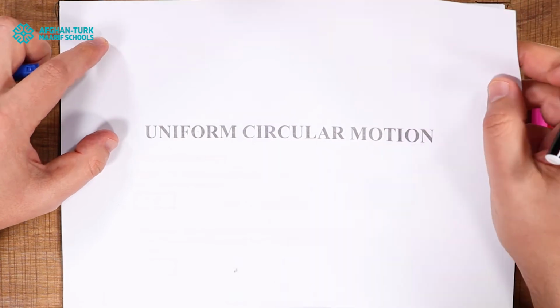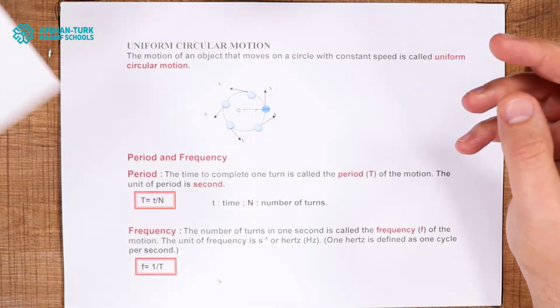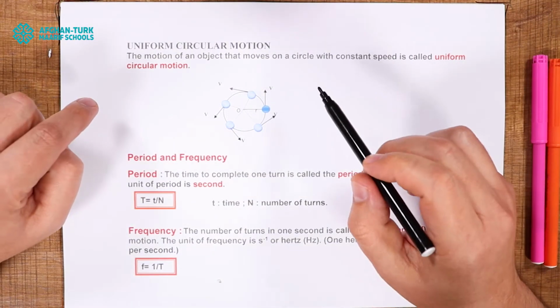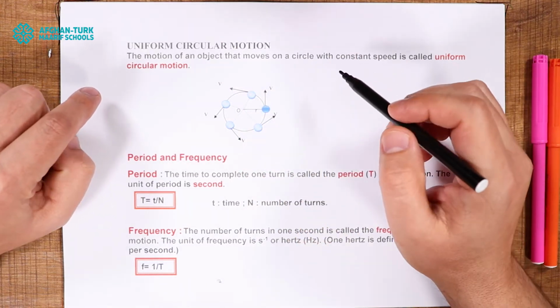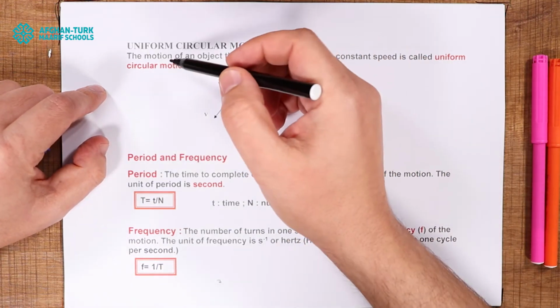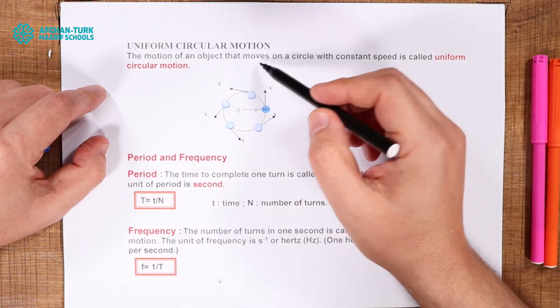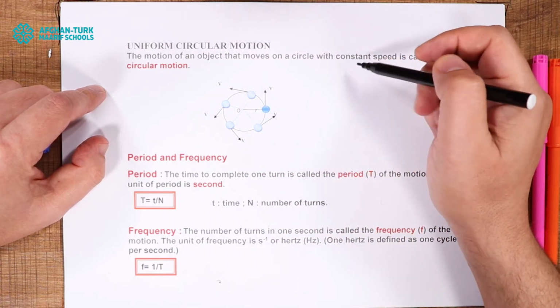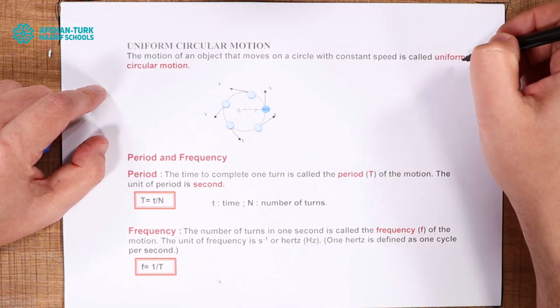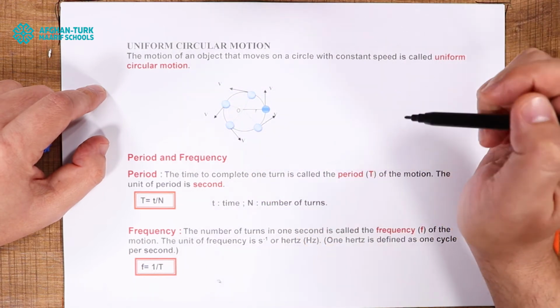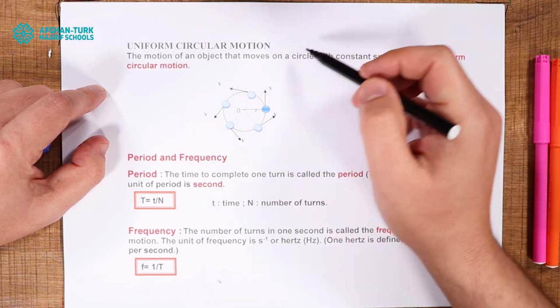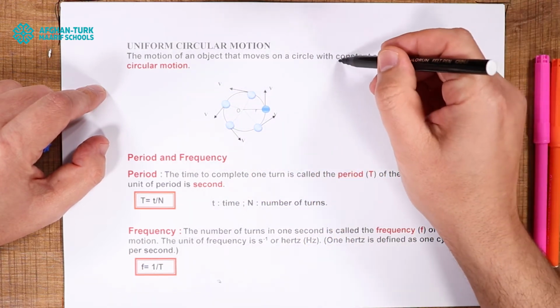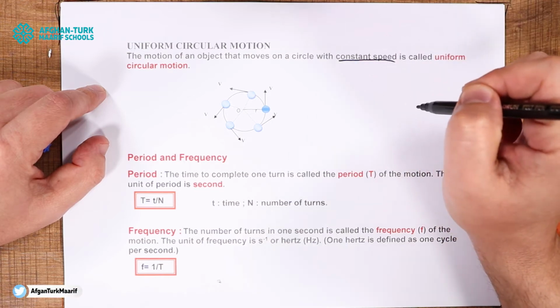First we will learn about uniform circular motion. Let's see the definition of uniform circular motion. The motion of an object that moves in a circle with a constant speed is called uniform circular motion. One thing to remember: the word mentioned here is constant speed.